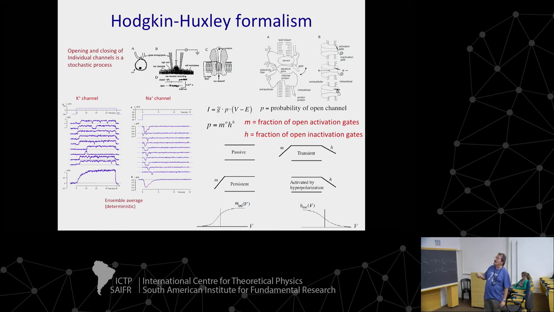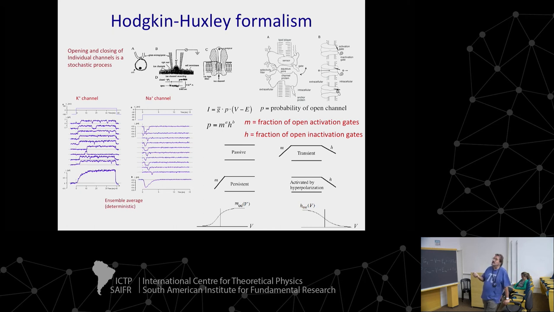Later on, when ion channels were discovered, people observed that they were stochastic. Here you have several experiments measuring the conductance of individual channels. They are stochastic. Sometimes they open, sometimes they close. But if you add up and take the average, you have behavior that is very similar to the conductances measured by Hodgkin and Huxley. So the potassium conductance, the ensemble average, is persistent, and the sodium conductance, this is for a population of sodium channels, is transient. So this somehow justifies the approach that was introduced by Hodgkin and Huxley.